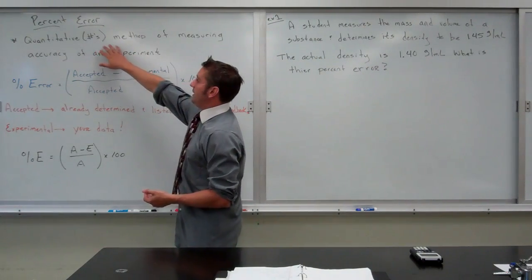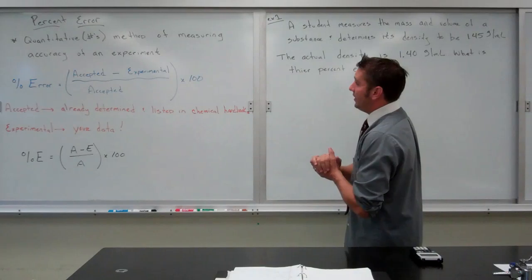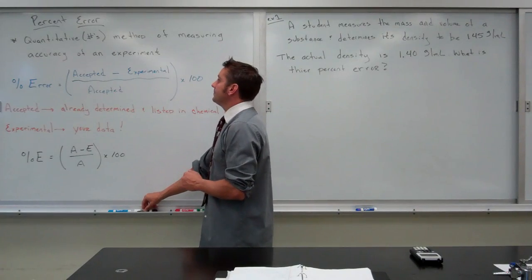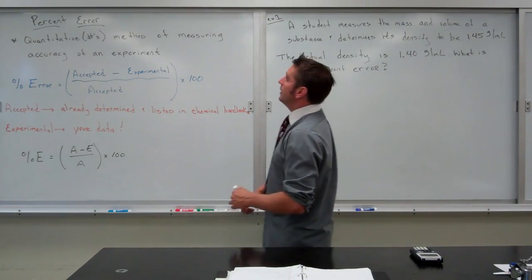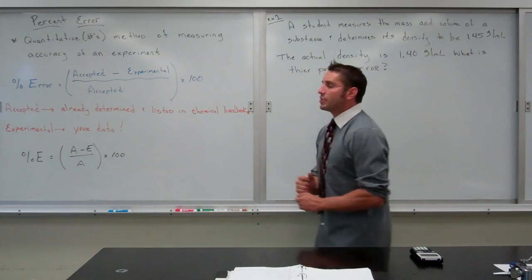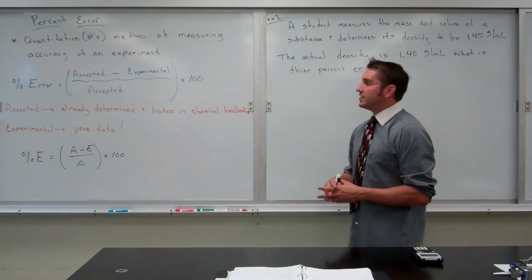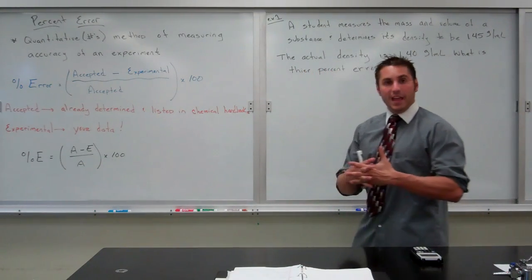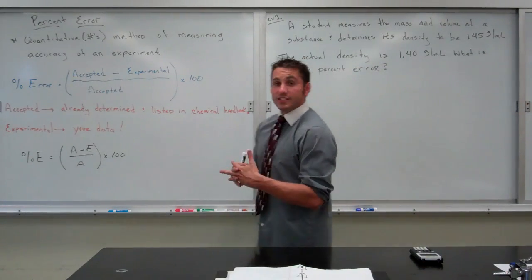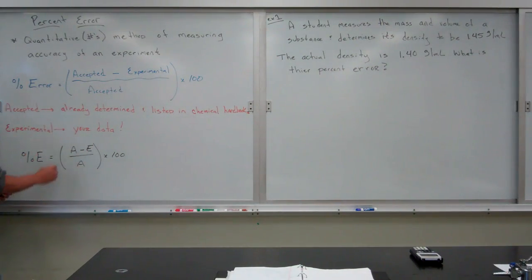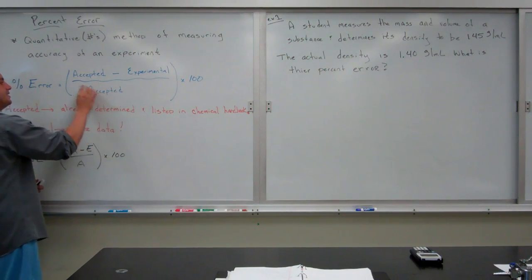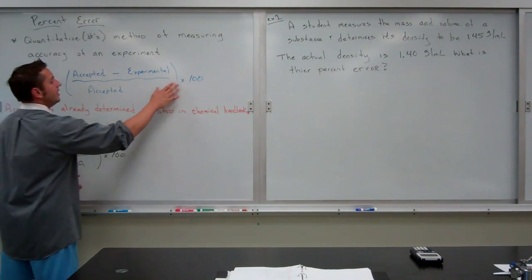Percent error is a quantitative method of measuring accuracy of an experiment. Next to quantitative, I have the number sign in parentheses to remind you quantitative data is numeric data. So percent error is our numeric way of analyzing number-driven data. There is an equation for percent error. It is listed right here. Percent error is equal to the accepted value minus the experimental value divided by the accepted value times 100.